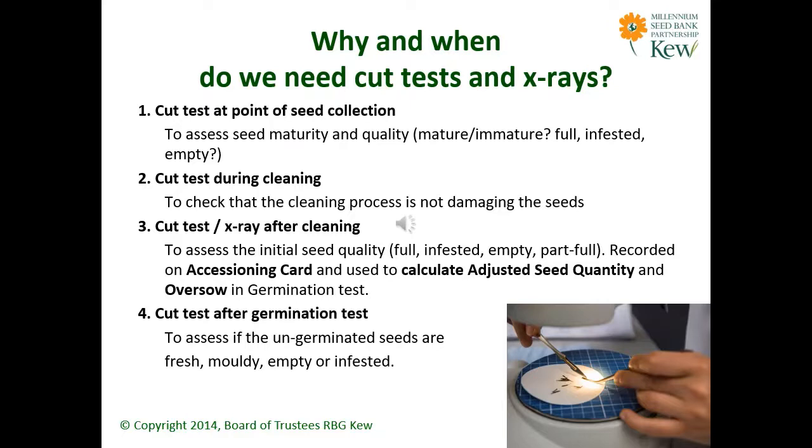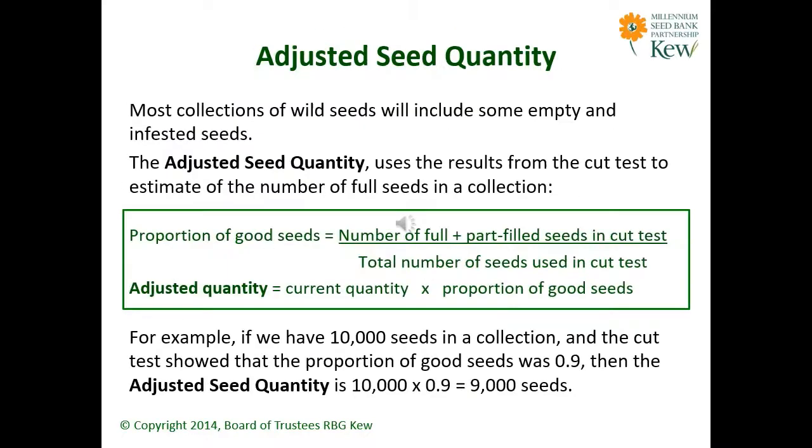We also cut test after the germination test. This is to assess if the ungerminated seeds are fresh, mouldy, empty or infested. Most collections of wild seeds will include some empty and infested seeds. It's not always possible to remove these at cleaning.